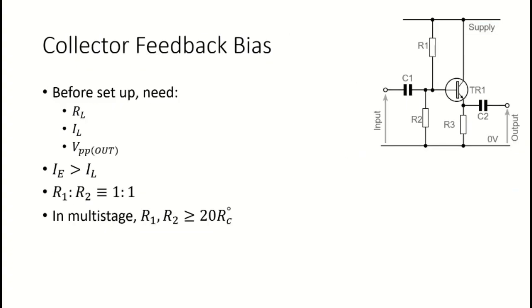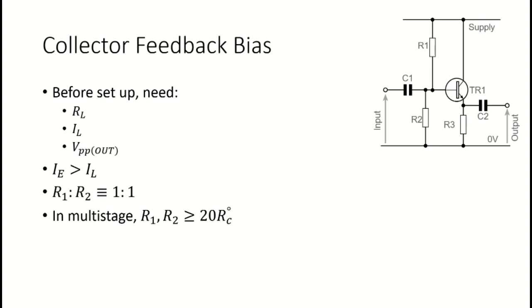For the collector feedback bias, before setup, we need to know the load impedance, load current, and the VPP output we need. Through the VPP output, we can know the main VCC we need, by adding VPP output plus VCE saturated from the datasheet. Through IL, IE can be decided. The IE must be bigger than IL, and IB can be gained through IE.